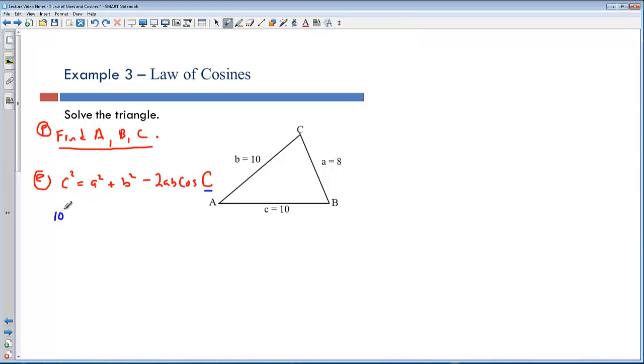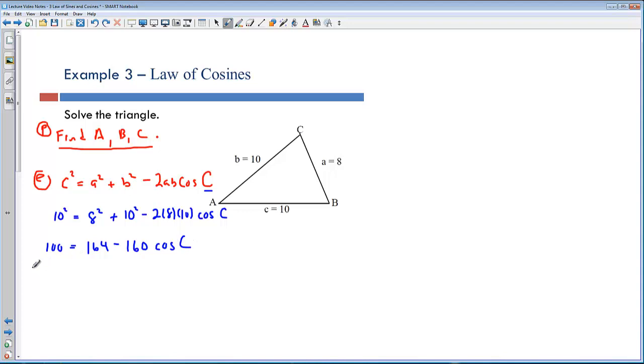So here you're going to get 10 squared is equal to, and a is 8, so 8 squared, plus b is 10, so 10 squared, minus 2 times 8 times 10, and then cosine of c. So this is basically 100, and that's equal to, 64 plus 100, so 164, minus 2 times 8 is 16, times 10 is 160, and then we have cosine of c.